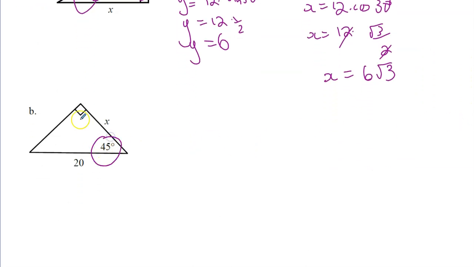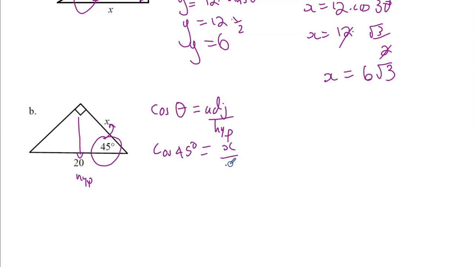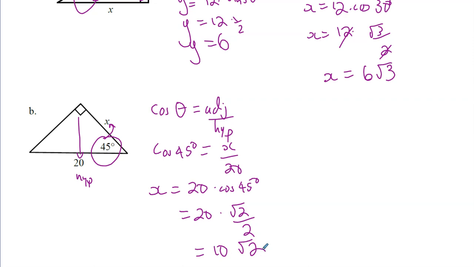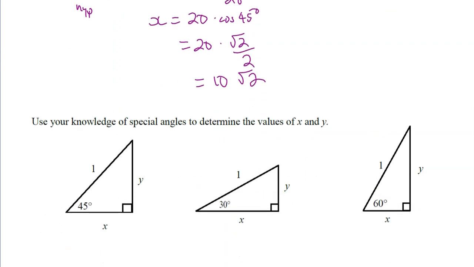So anytime you're doing trig, you want to name stuff. So this is opposite, this is hypotenuse. Okay, this is beside, this is adjacent. So the ratio that relates adjacent and hypotenuse is cosine. The cos of 45 degrees is adjacent, x over 20. X is 20 times the cos of 45 degrees, which is root 2 over 2. So x is 10 root 2. And we got no units in there, because there are no units.